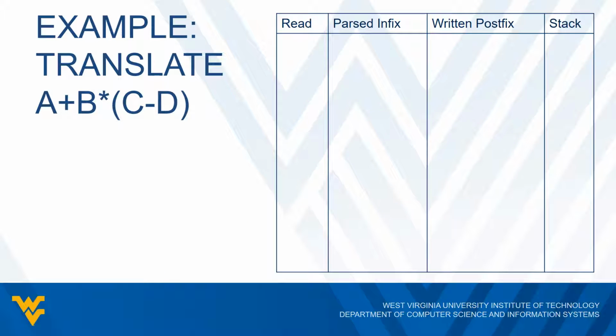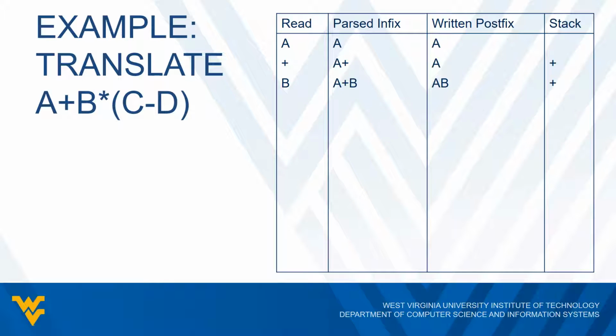Let's do one more example. So here we're going to translate A plus B times the quantity of C minus D into postfix notation. And we're also going to keep track of the stack of the operators so you can see how we can use a stack to help store these extra operators. We first read the A, so we write that to our postfix notation. We then read the plus sign. We can't evaluate anything yet. We can't write it to our postfix notation yet. So we're going to push the plus sign onto our stack.